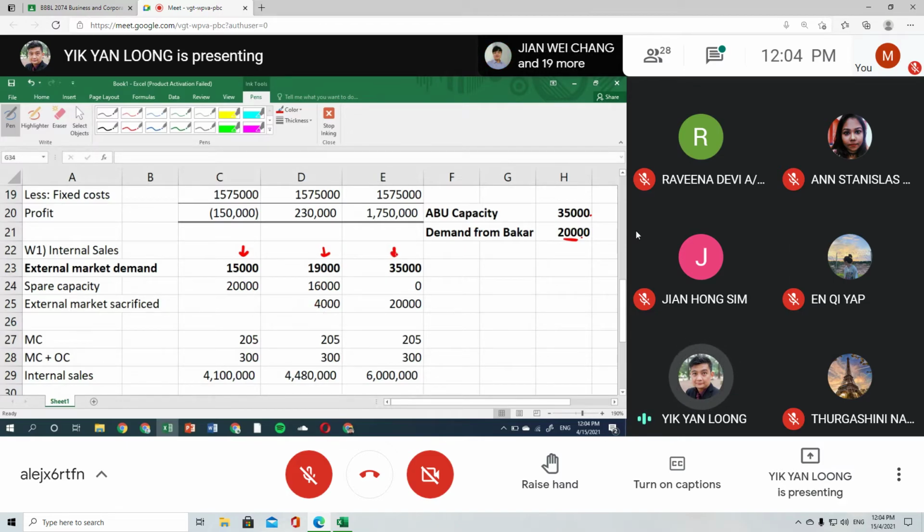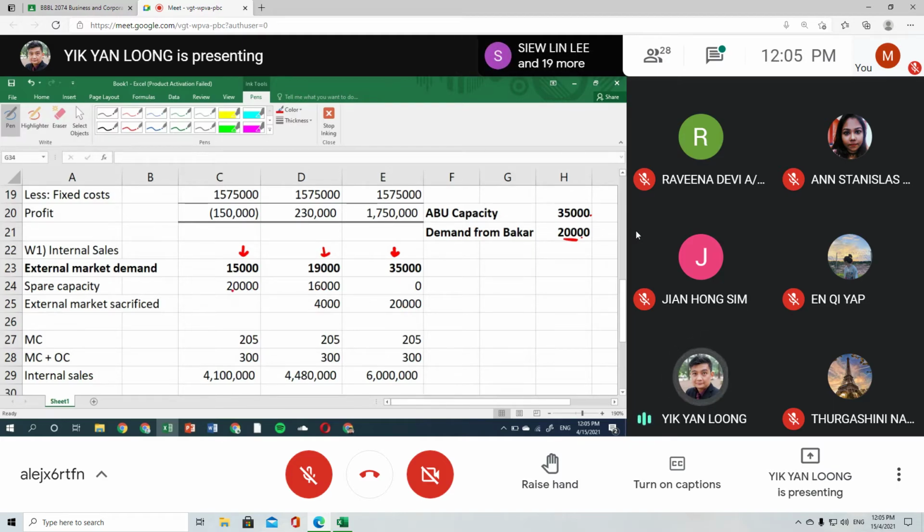Then scenario number 3. Now external demand is 35,000. Capacity for Abu is 35,000. So 35,000 minus 35,000, that means it doesn't have any spare capacity. So if Bakar needs 20,000, because there's no spare capacity, the internal transfer of this 20,000 will be subjected to external market sacrifice. So you need to forgo external contribution of 20,000. Okay? So that is how you get this 20, 16, 14, 20.